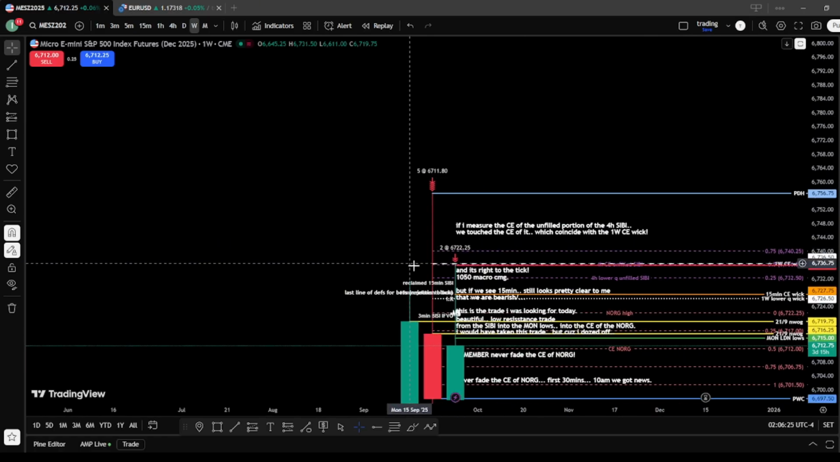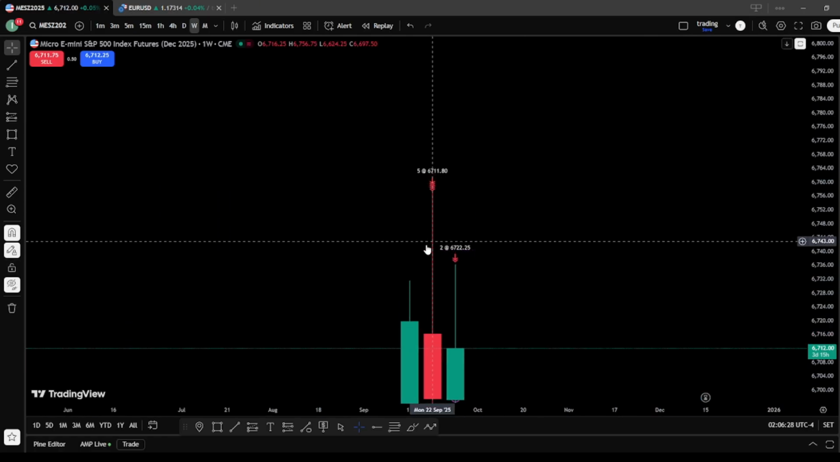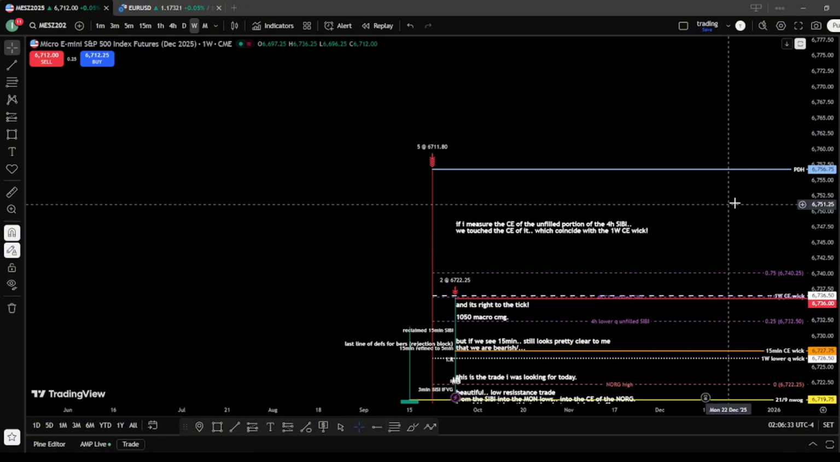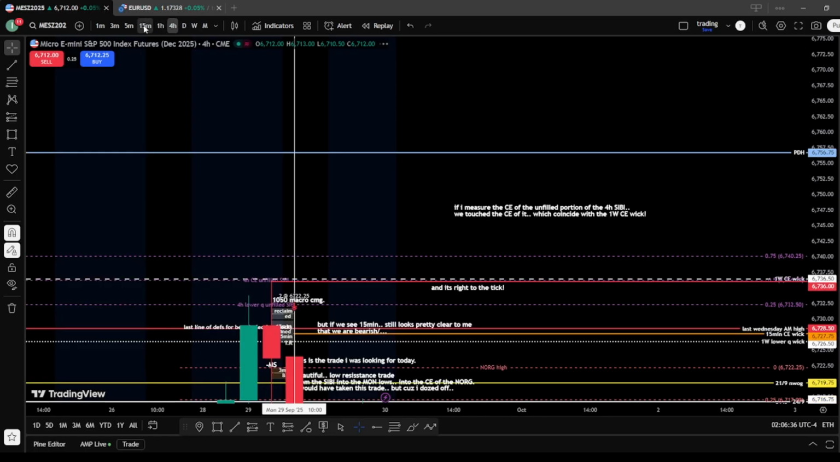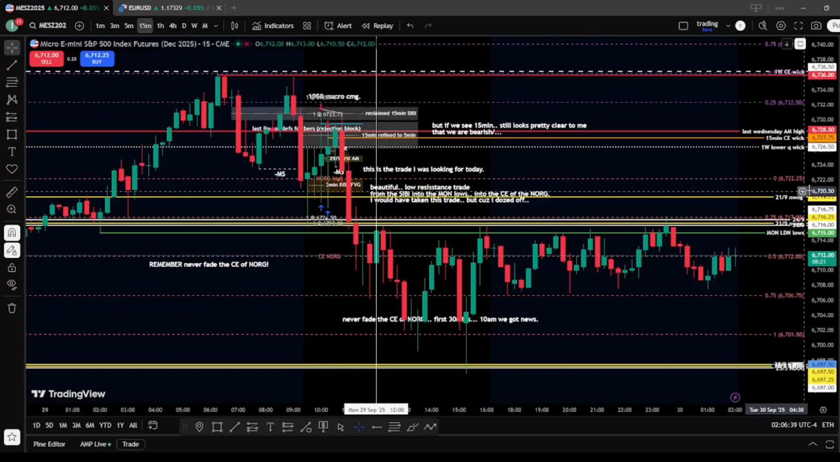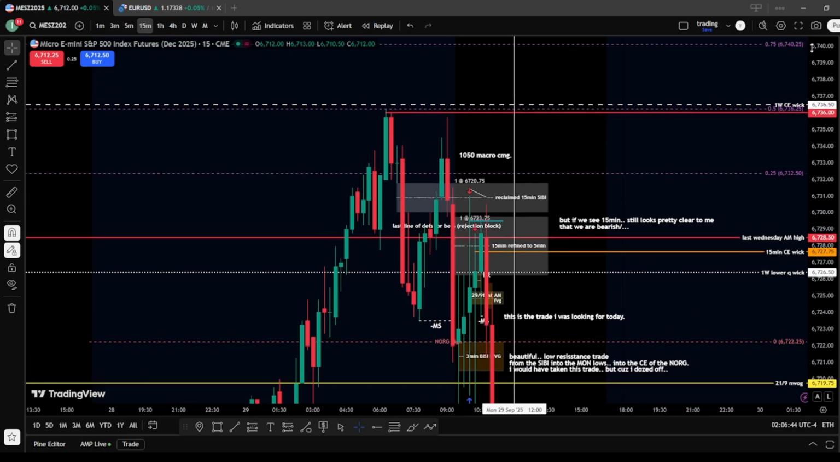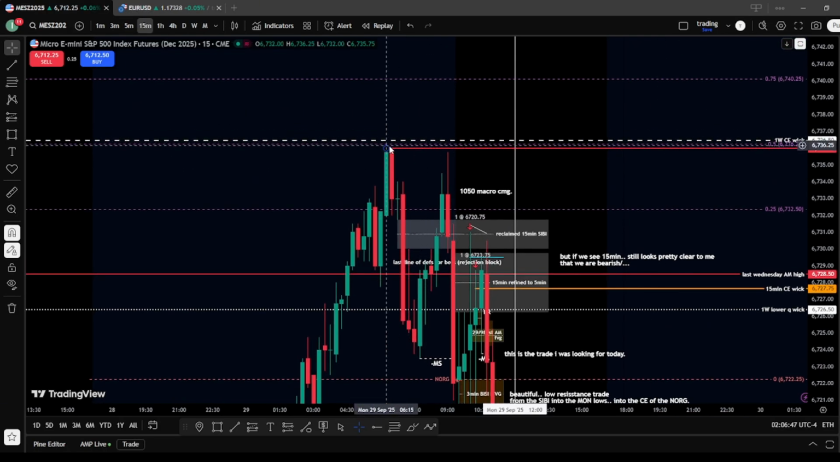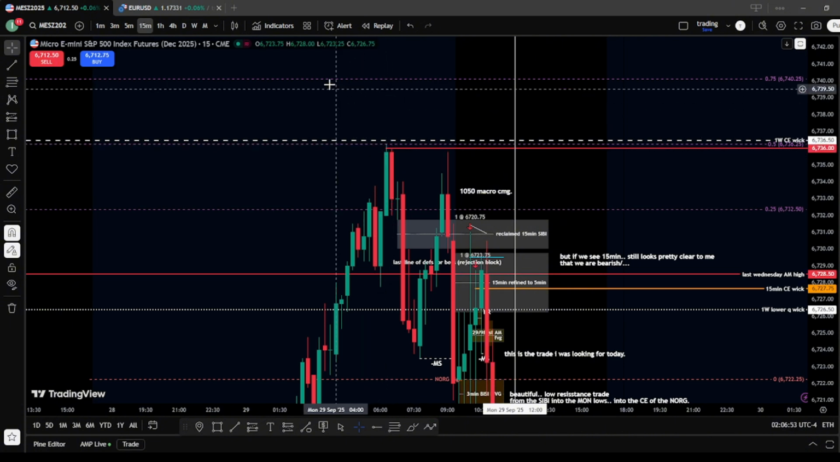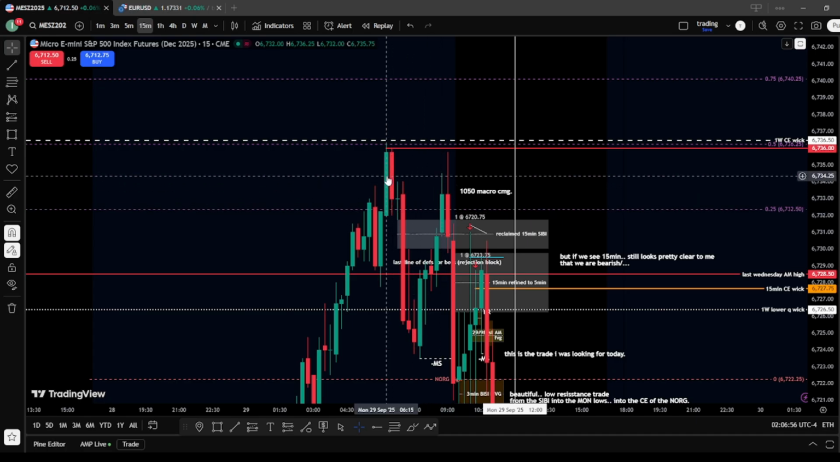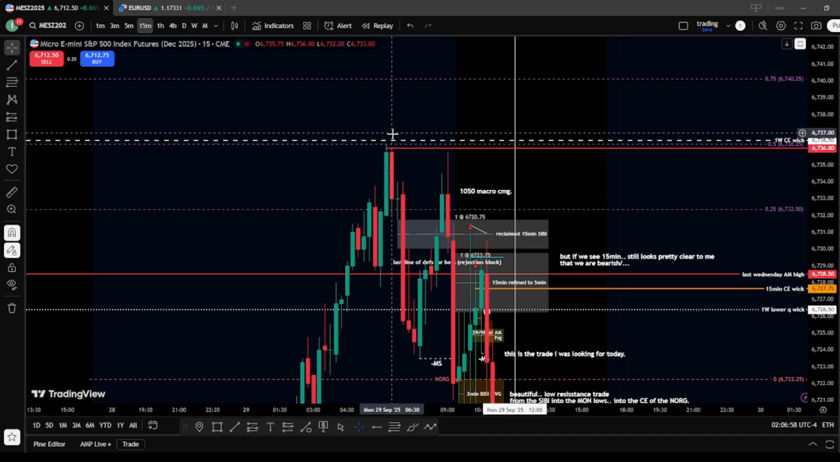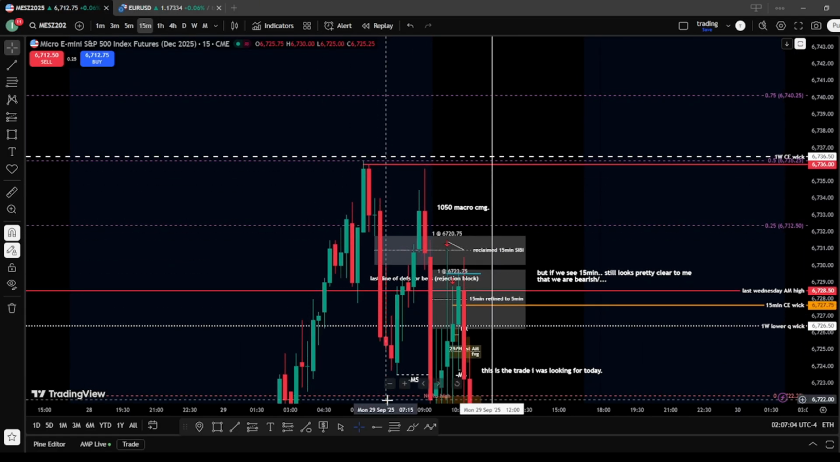This weekly CE week, the midpoint of this week here, comes at 6736.5. On the 15-minute chart, what can we see is that we rejected. We started rejecting at the CE of the 4-hour unfilled portion, rejection right to the tick here. The high comes at 6736.25, and here is the weekly CE week. We never touched it.